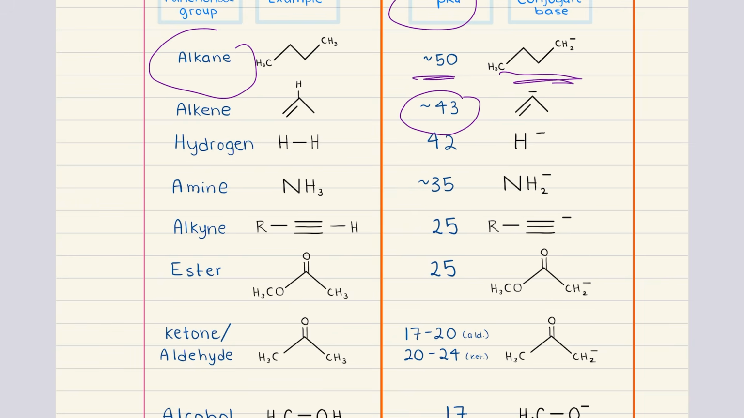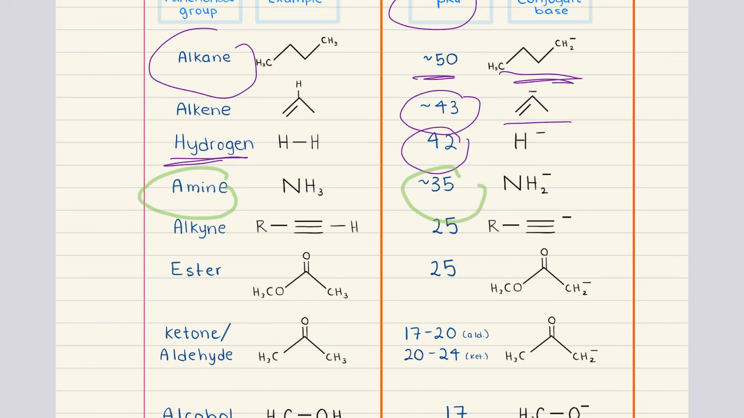Their conjugate bases are also highly reactive, and they make strong conjugate bases. Similarly, molecular hydrogen has a pKa of 42, indicating that it is also a very weak acid. Next, we have amines, such as ammonia, with a pKa of around 35. While still a weak acid, amines are more acidic than alkanes and alkenes.